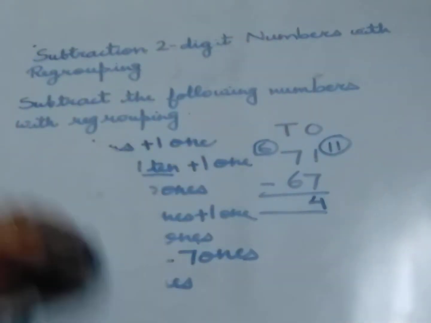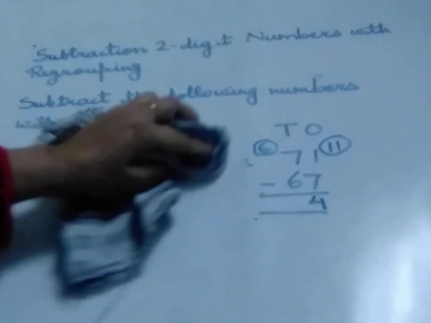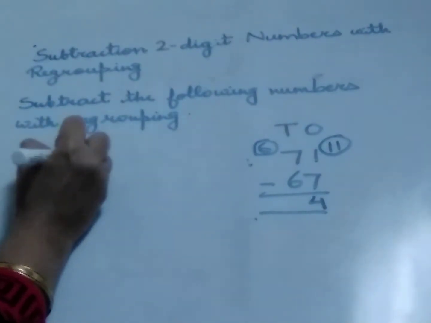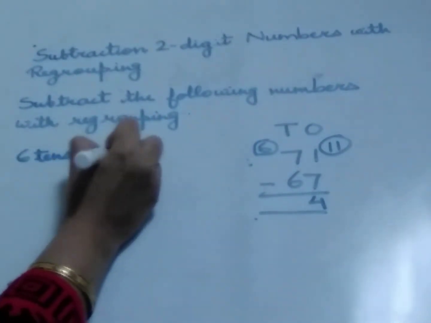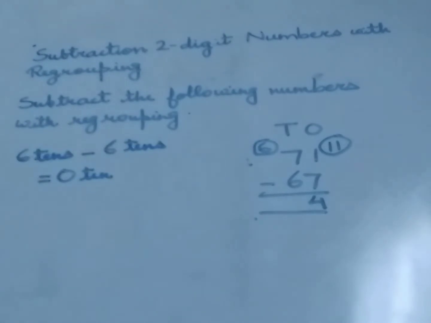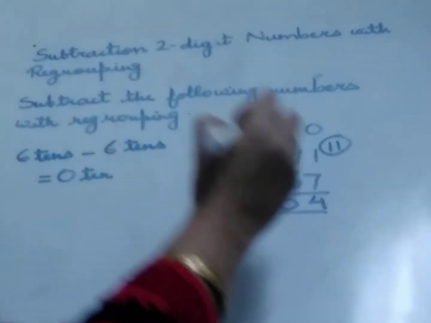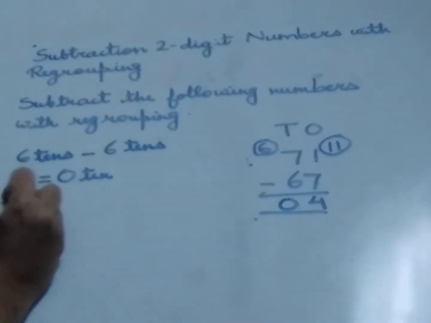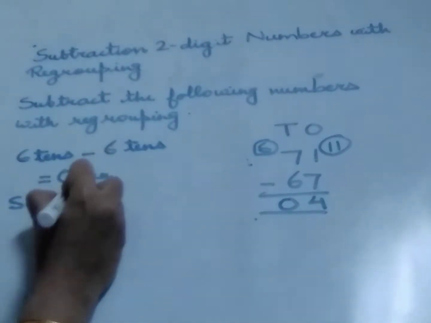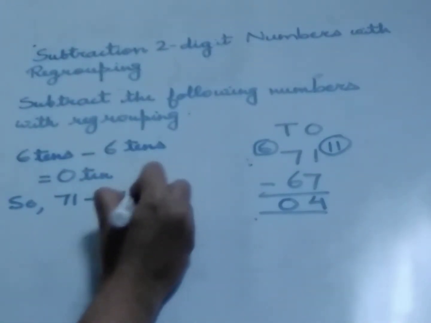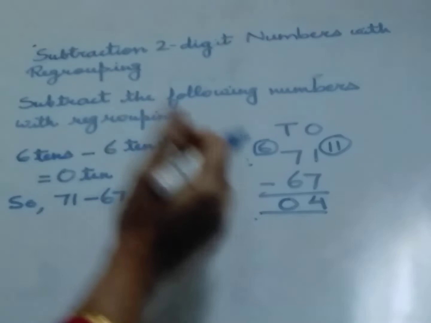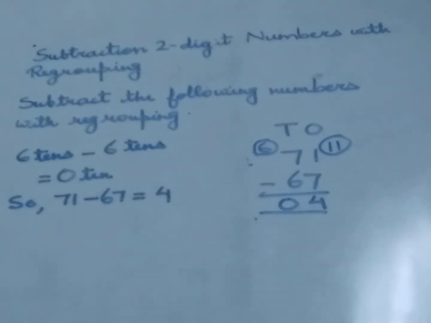Now subtract the tens next. After subtracting the ones, subtract the tens next. 6 tens minus 6 tens gives you 0 tens. So write 0 in the tens column. So the answer is 71 minus 67 is equal to 4. You do not need to write 0 here, just write 4.